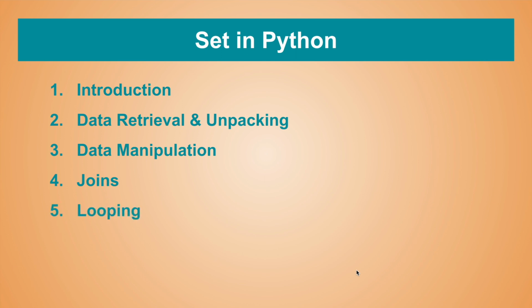Then we'll try to run the loops. And after that we will try to run the sorting on the dictionary. And at the end we will try to find a key or a value in a dictionary. So let's dive into the code now.